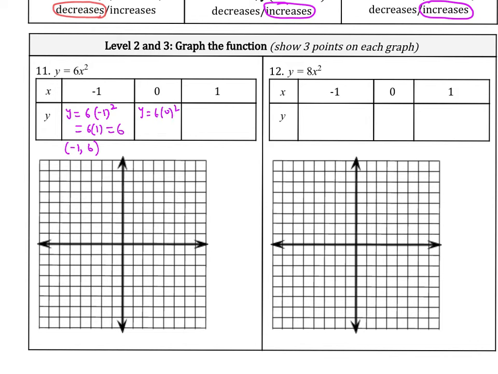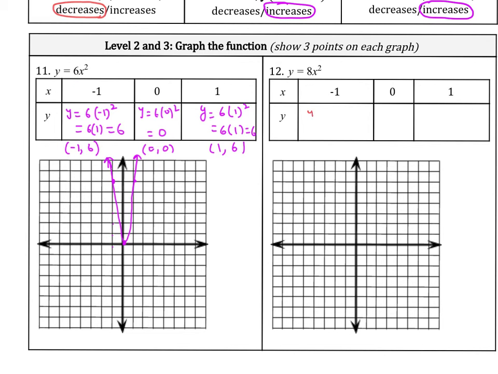6 times 0 squared is 0, so 0 comma 0. And 6 times 1 squared is going to be 6 times 1, that is 6, 1 comma 6. So negative 1, 1, 2, 3, 4, 5, 6. This is the point, 0, 0, and this is the point. The graph is skinnier and stretched because it's multiplied with the a that is greater than 1.